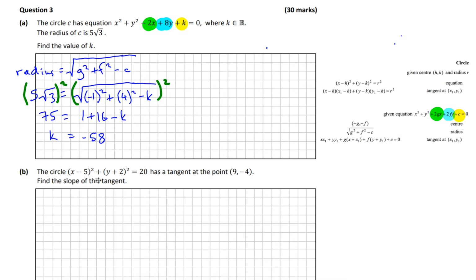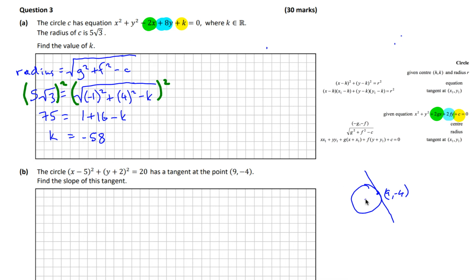Okay, part B, the circle x minus 5 squared plus y plus 2 squared is equal to 20 has a tangent at the point 9, minus 4. Find the slope of this tangent. So it's always a good idea to try and visualize. If you have a circle, here it is, just to sketch it out. It has a tangent at the point 9, minus 4. It's got some tangent there at that point to the circle. And we have to find the slope of that tangent.